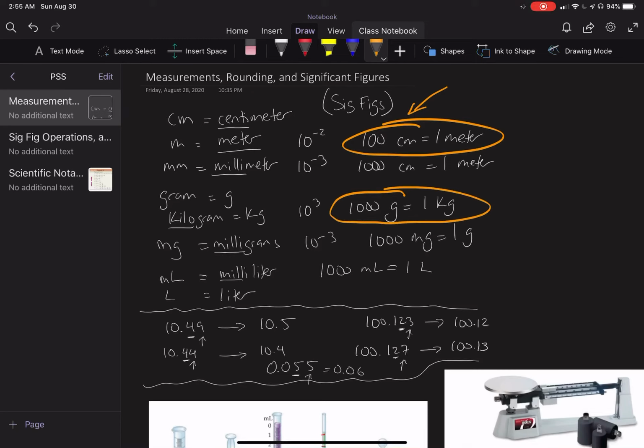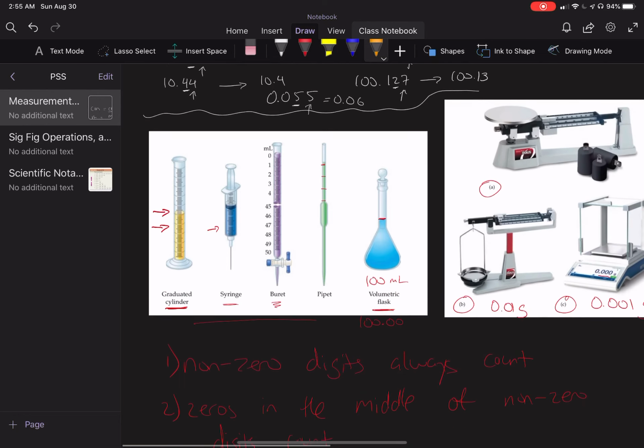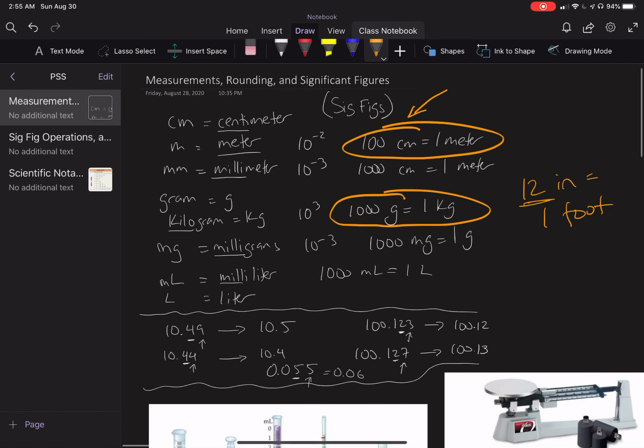And same thing here, 1,000 grams makes 1 kilogram. That's a definition. Another definition might be 12 inches in 1 foot. We've all agreed that it's exactly 12 inches in a foot. So that would be another definition. Anyway, that's our first video on measurements, rounding, and significant figures.